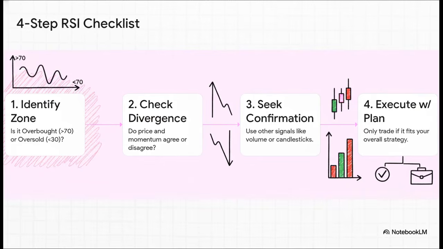So this all builds into a really simple 4-step checklist. First, you identify the zone. Is the market overbought or oversold? Second, you check for that hidden weakness. Is there any divergence happening? Third, and this is absolutely critical, you seek confirmation. Don't just act on the RSI alone. Look for another confirming signal, like a specific candlestick pattern or a big spike in volume. And finally, you always execute as part of your overall trading plan.